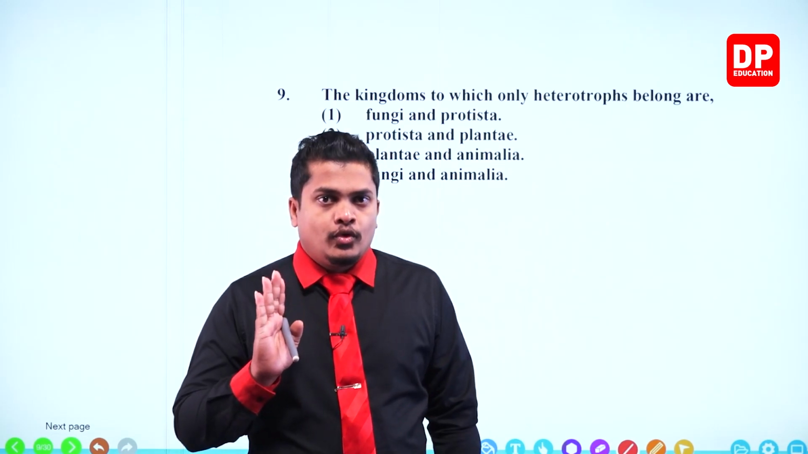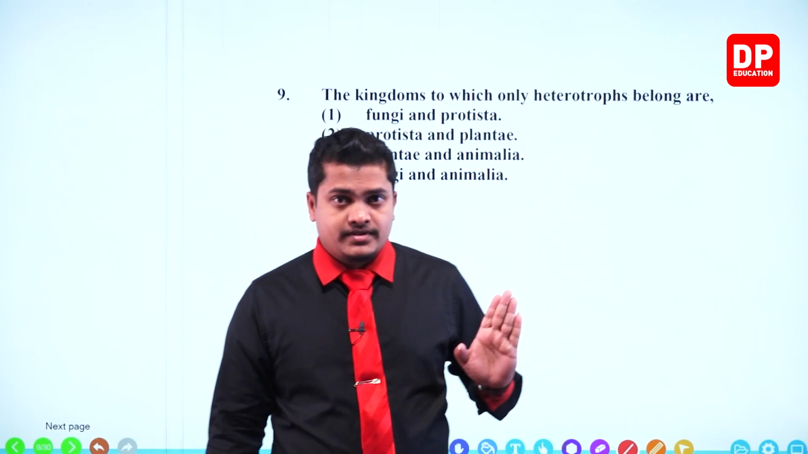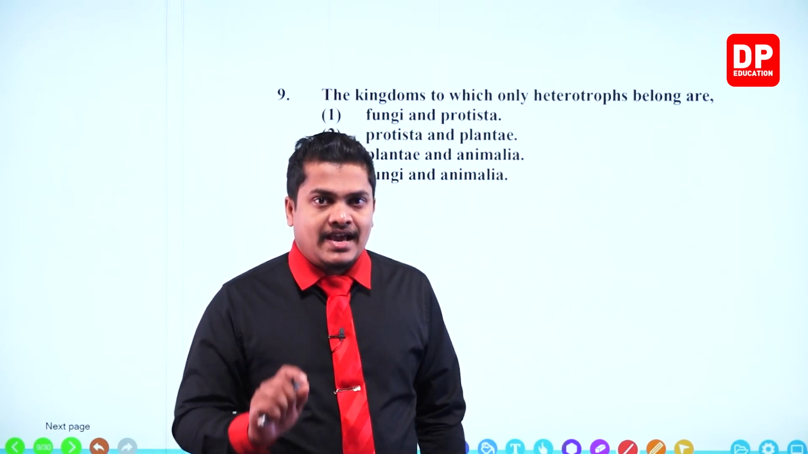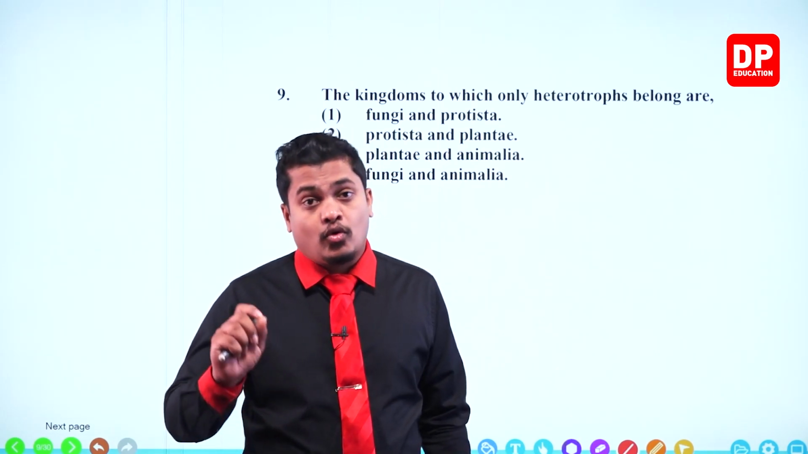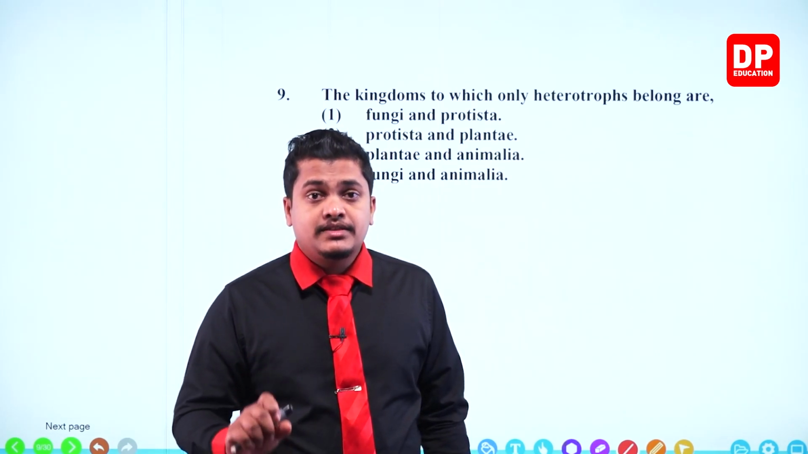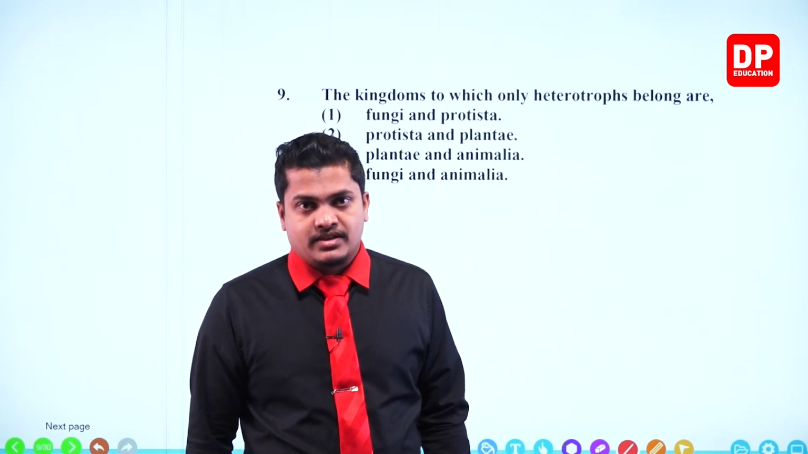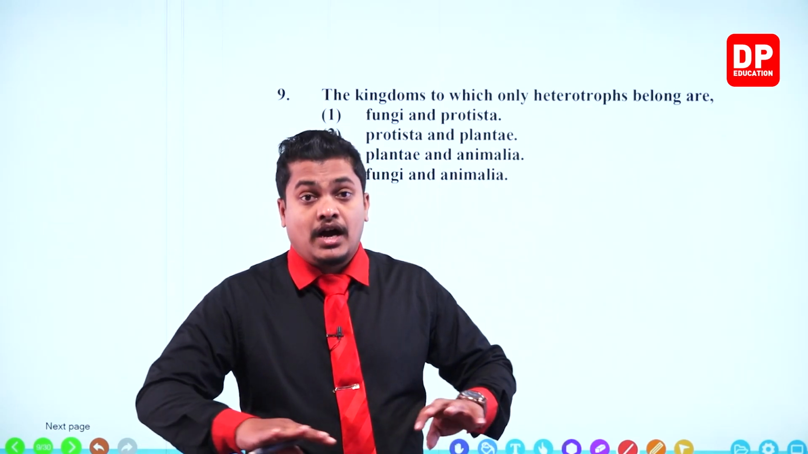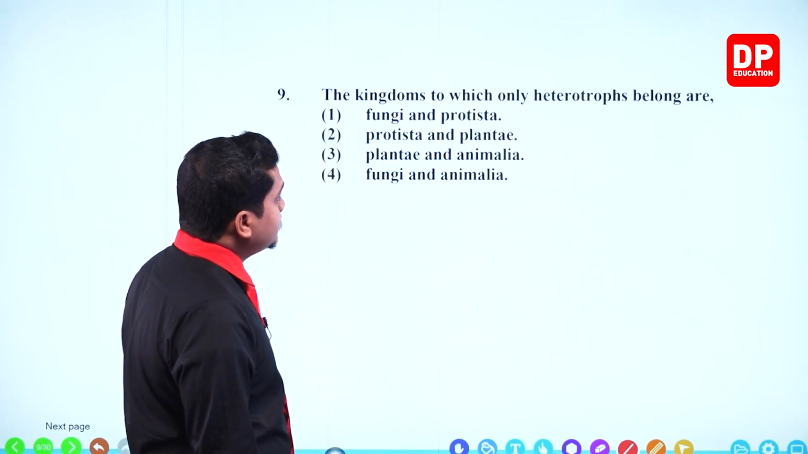Okay, so here you need to select heterotrophs, which means you have to select the response that carries only animals or organisms that depend on plants and other types of autotrophic organisms. That means they should go in search for food. They can't create food. Okay, so let's see the answers.